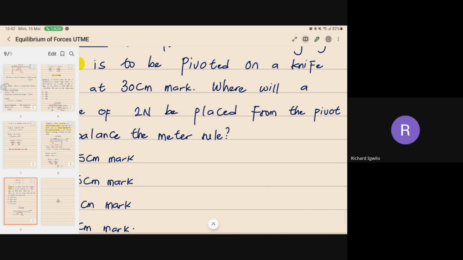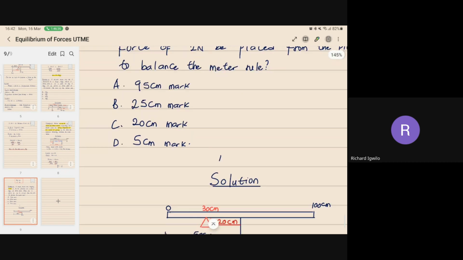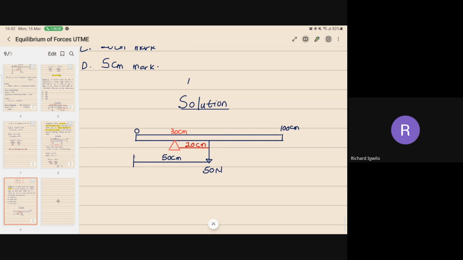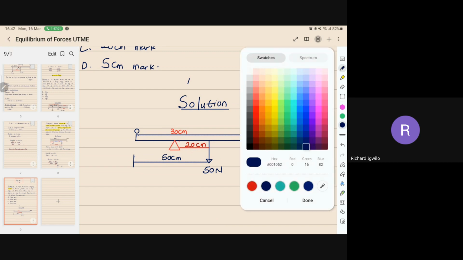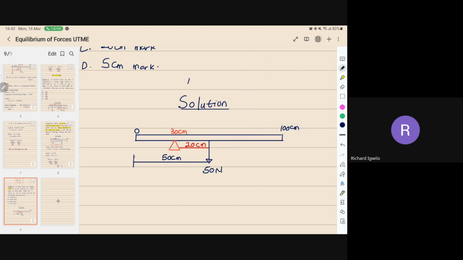So if that place is 20 centimeter, the question now said: where will a force of 2 Newton be placed from the pivot to balance the meter rule? Now look at this. Remember what I told you? There should be force on the right hand and the left. There's no force on the left hand side, but there's a force on the right hand side of that pivot, which means that force is likely going to be at the left hand side. But the challenge now will be the distance. So let that force be P, and let it be at the left hand side of the pivot.